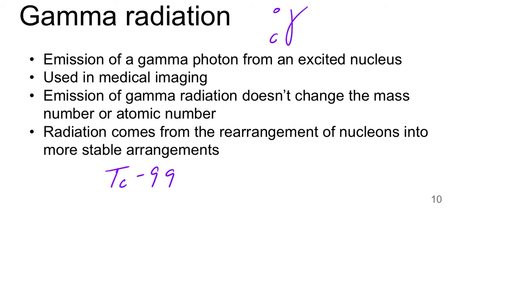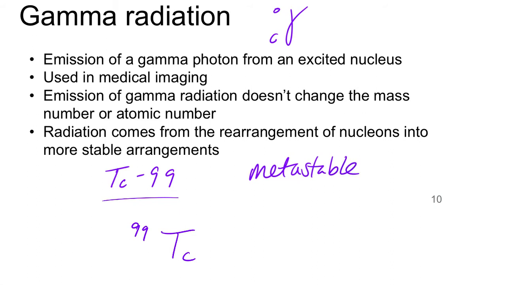So basically, in this type of imaging, technetium-99 is attached to a drug. It takes it to the desired location in the body somehow. I don't know, that's biology. And then you can image that location in the body because it's going to give off gamma radiation. The technetium-99 is what we call metastable, and we give that the symbol m. Technetium has atomic number 43.